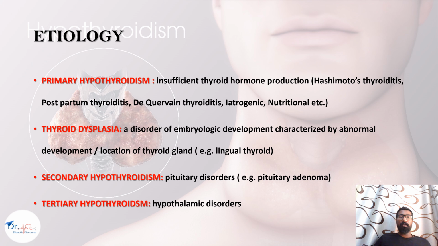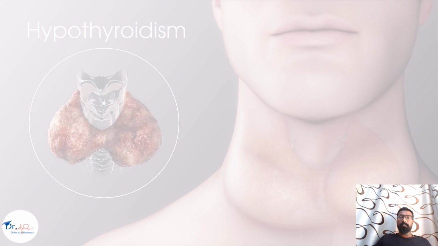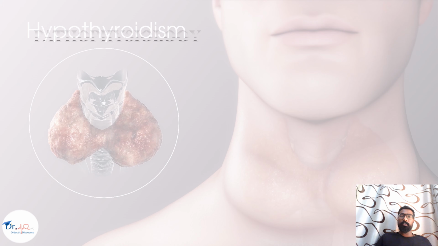And the final one is tertiary hypothyroidism, where the hypothyroidism is linked with hypothalamic disorders. As we know, TRH is secreted by the hypothalamus and stimulates the pituitary gland to secrete TSH. So any disorders in the hypothalamus can lead to tertiary hypothyroidism. So next we'll discuss the pathophysiology of hypothyroidism.